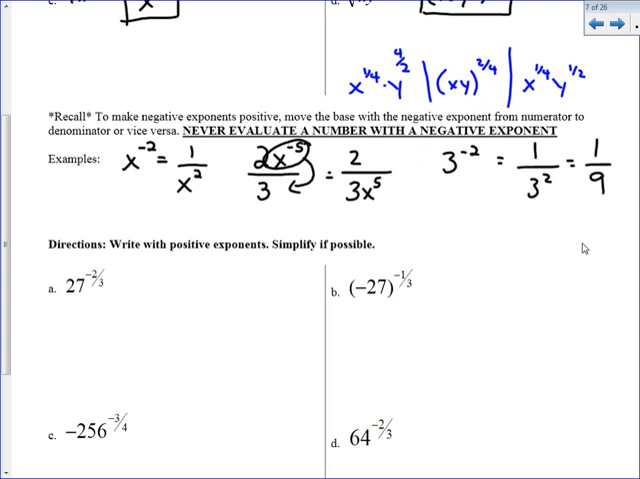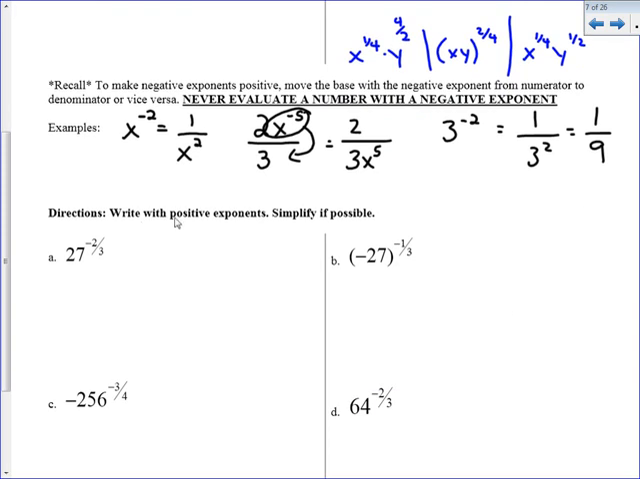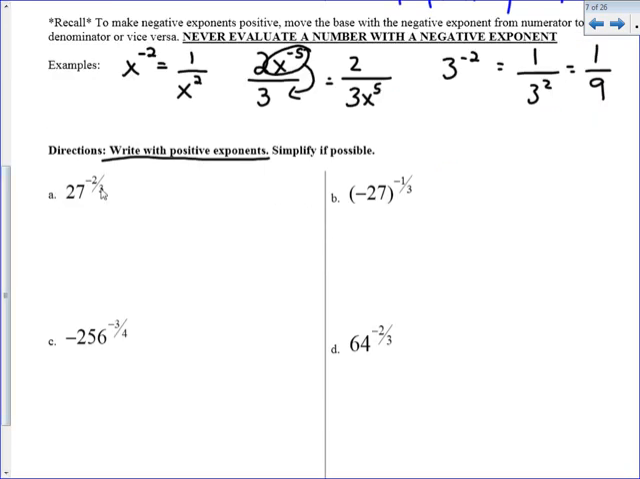So if you look at these problems here, the directions say write with positive exponents. If you read the directions, it'll give you a good tip-off of where you should start this problem. Write with positive exponents, simplify if possible. So if I have 27 to the negative 2/3, how do I make it have a positive exponent?